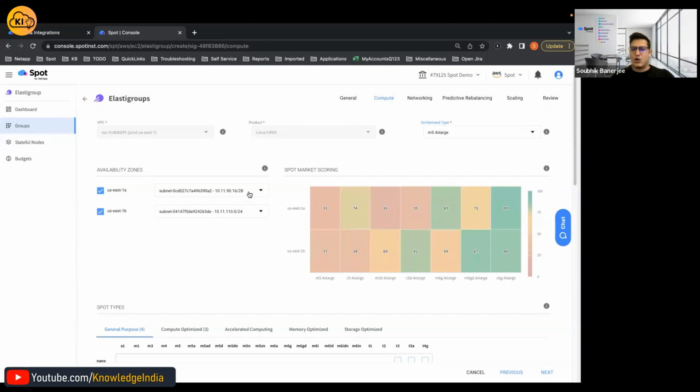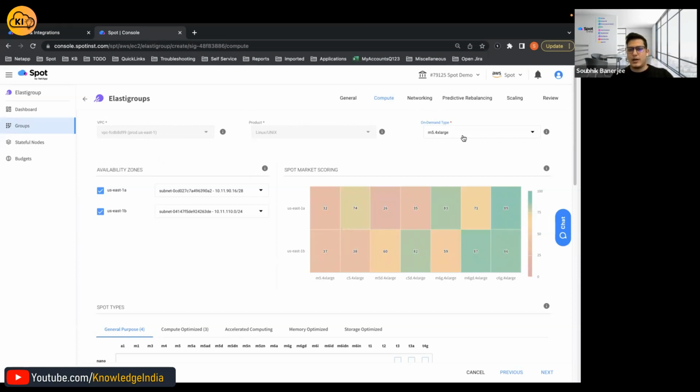Yeah. So, moving on to the compute page. On the top, you can see the VPC, the product, and the on-demand type. The VPC and the product are again cloud native, and if you're importing it, it will just get imported by default.